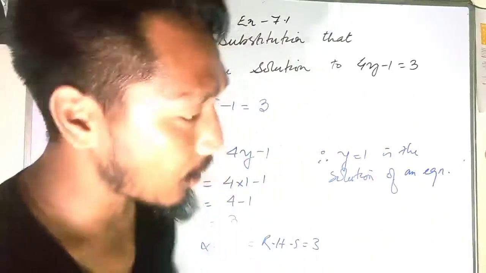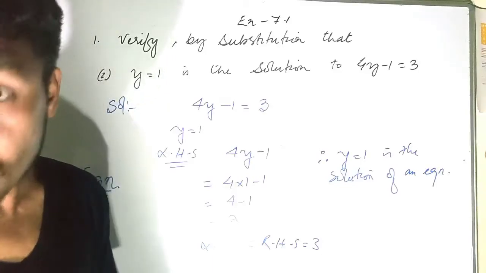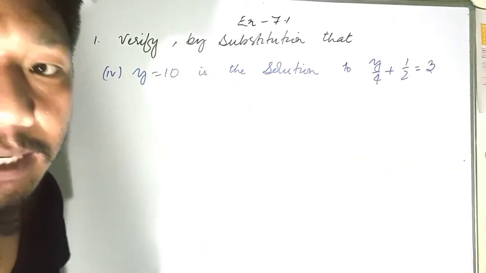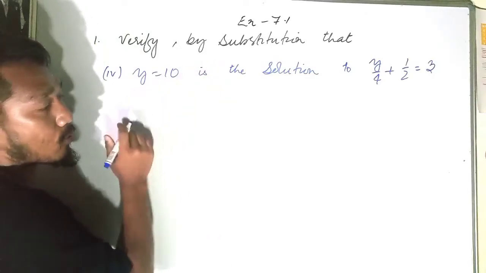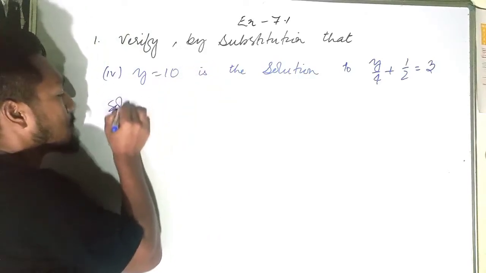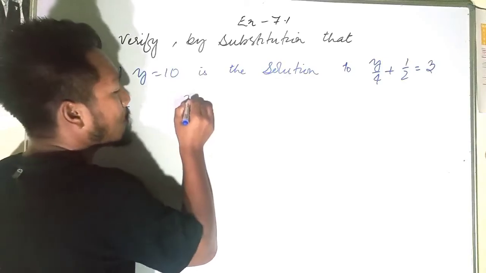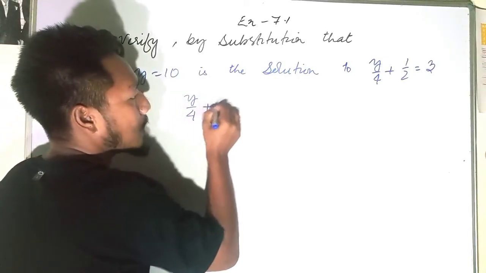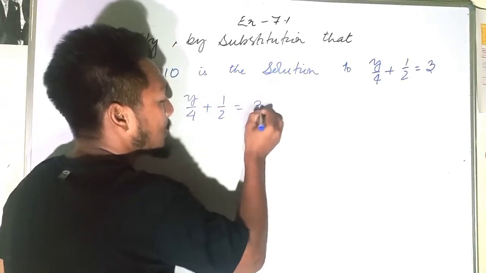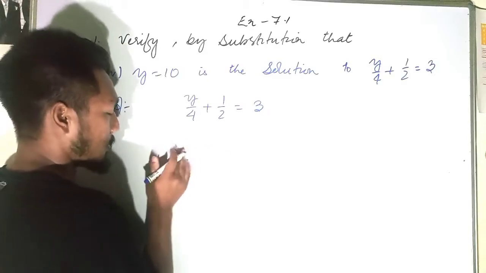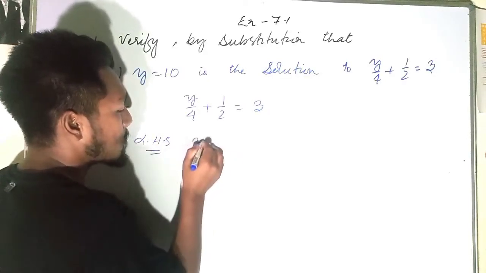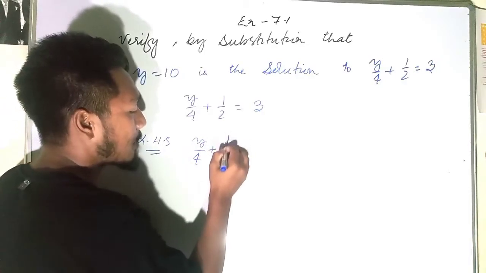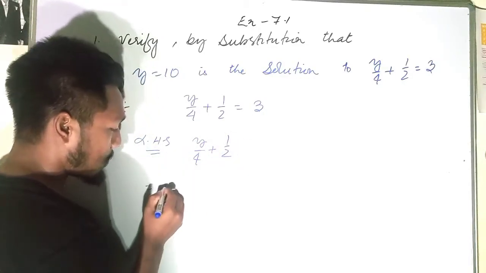In this way, let's try another question. Let's try to solve this equation. Whether y is equal to 10 is the solution of this equation or not. The equation given is y by 4 plus 1 by 2 is equal to 3. Let's put y is equal to 10 in the left hand side. First write down the left hand side, then in place of y, replace it by 10.